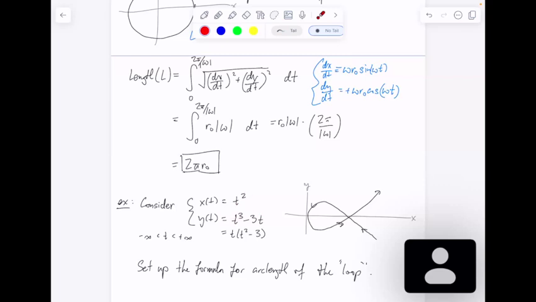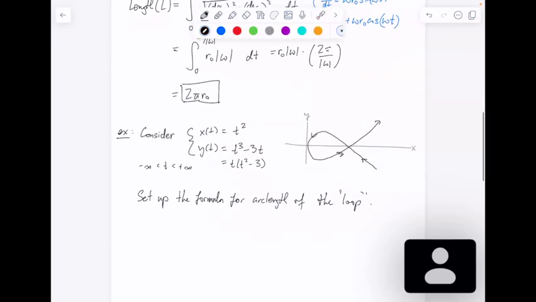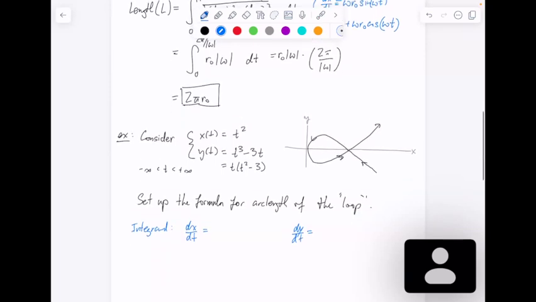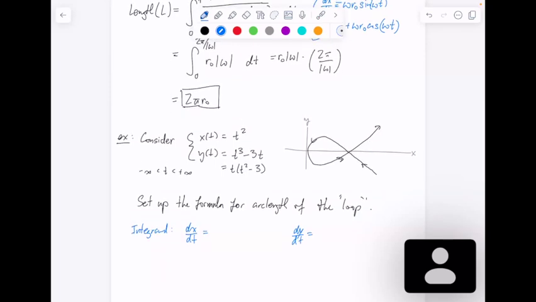And in this case, you could even right away write down what the integrand is, right? So maybe let's do that. So the integrand, you need to calculate a few things, dx/dt. You need to calculate dy/dt. And then you got to do some algebra. You need to square it, add them together, square root it, etc. So in this case, you have dx/dt is 2t. dy/dt is 3t squared minus 3.